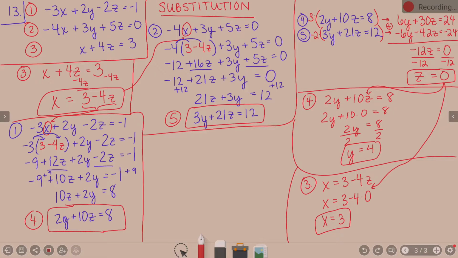How would I like you to write your answer? XYZ, ordered triple, which means 3, 4, 0 is how we are counting today.